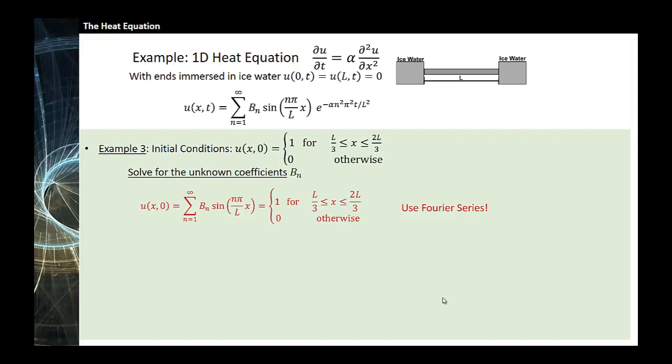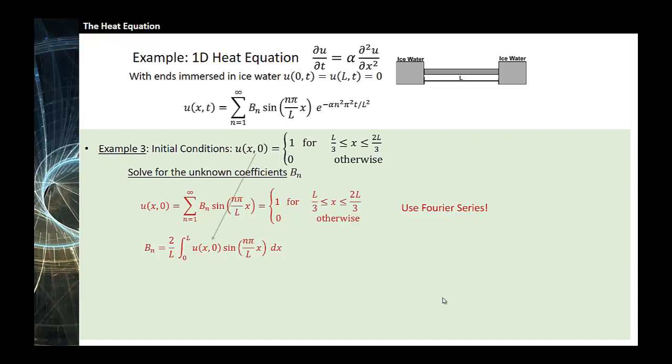If we do the Fourier trick on both sides here, we'll find that the expression for the b sub n's can be written in terms of the initial conditions, u of x comma 0, as 2 over L, the integral from 0 to L of u at t equal to 0, times sine of n pi over L x. We need to integrate all of that.